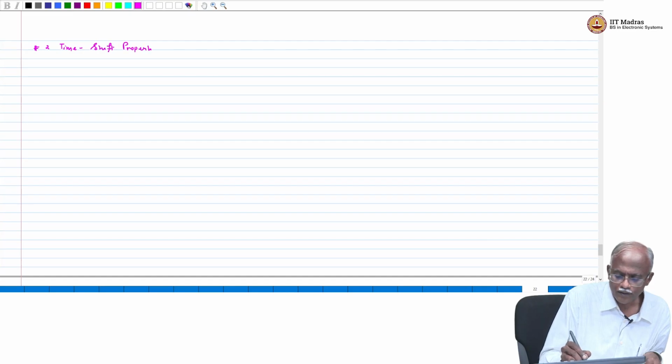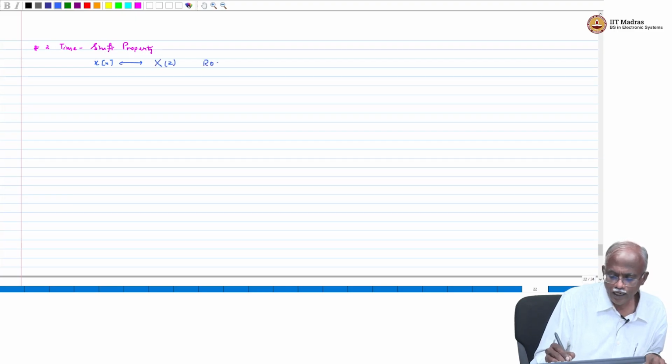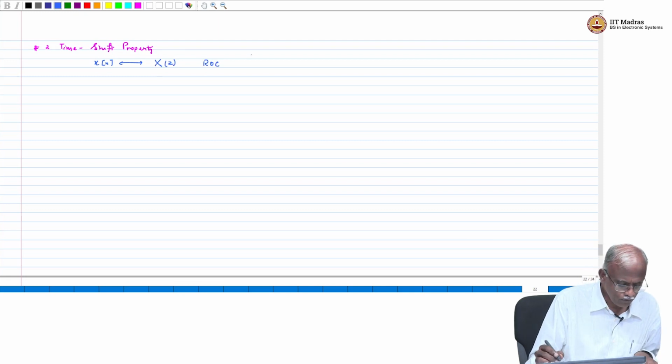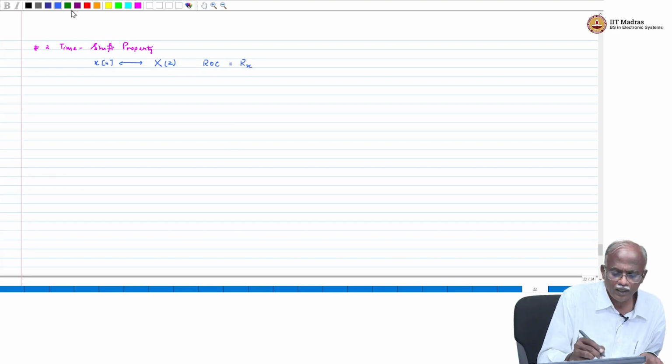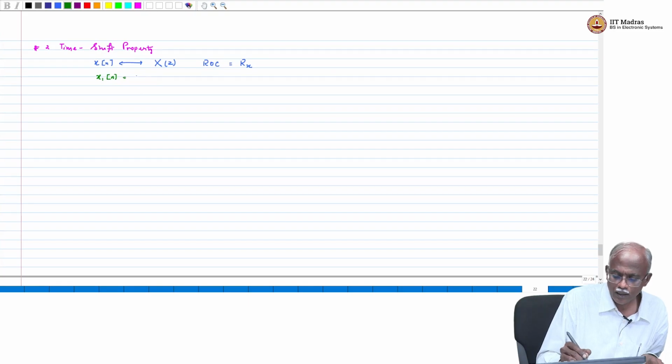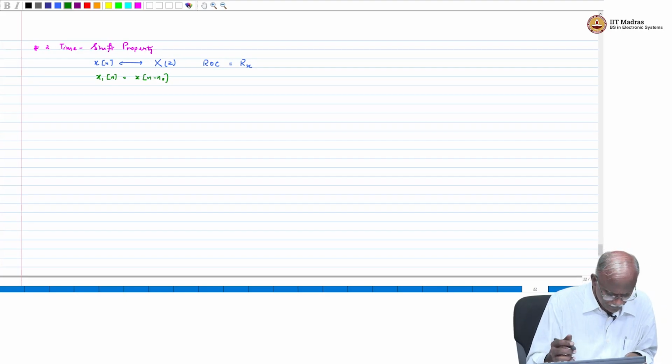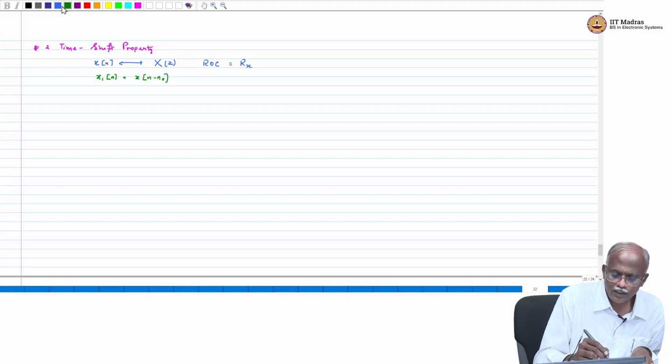Time shift property. Okay. So we are given that x of n has a z transform x of z, and this is its ROC. There is a region of convergence. We will call that R subscript x. And we have defined a new sequence x1 of n, which is x of n minus n naught. It's a time shifted version. n naught can be positive or negative, doesn't matter. So we are looking to compute x1 of z.